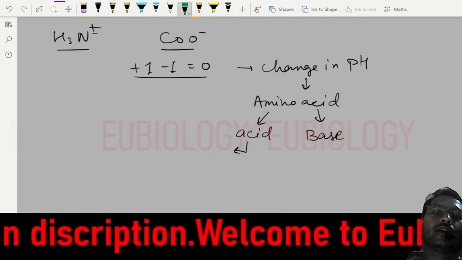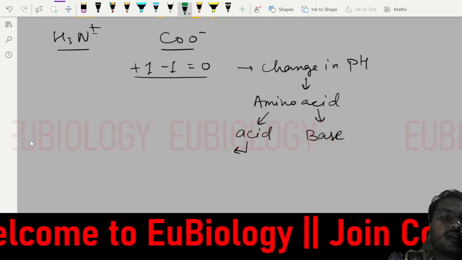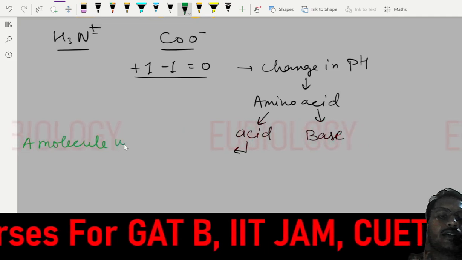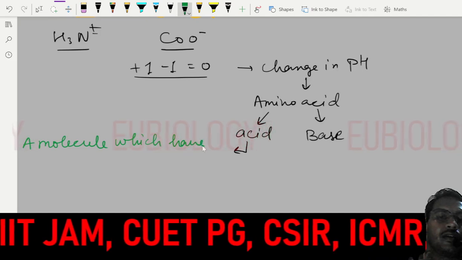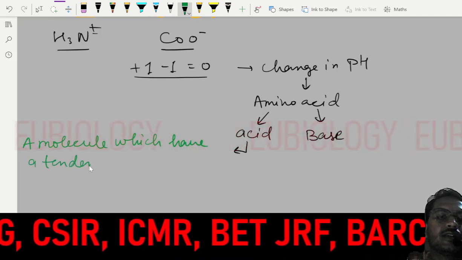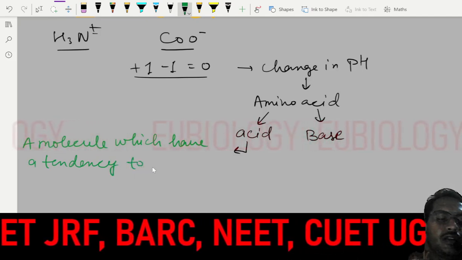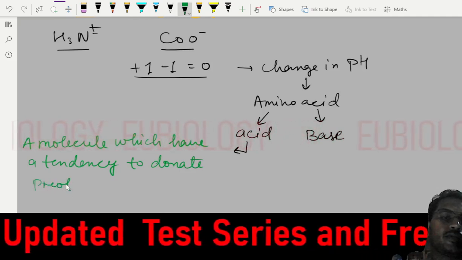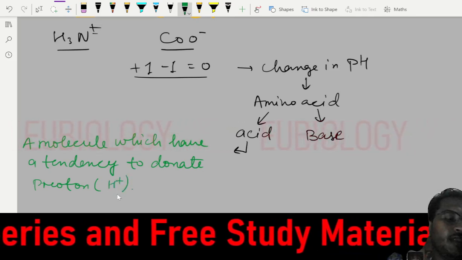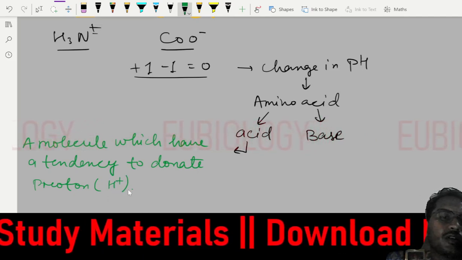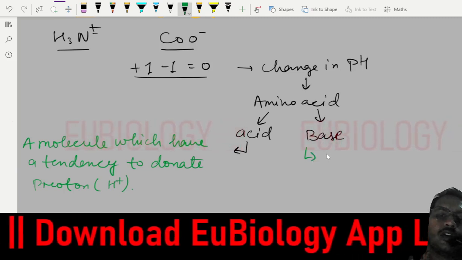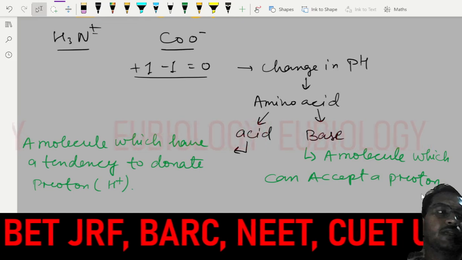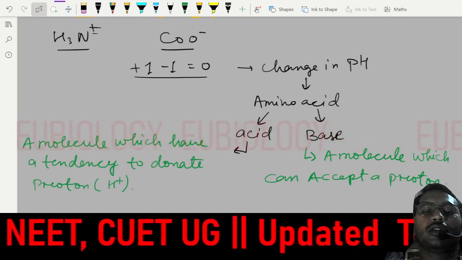So an acid is a compound or molecule which has a tendency to donate a proton. Proton means H plus. And a base is a molecule which can accept a proton. So this is all about the acid and base.